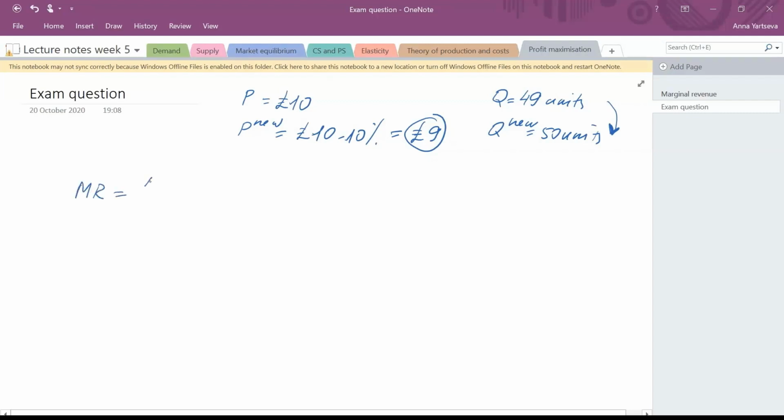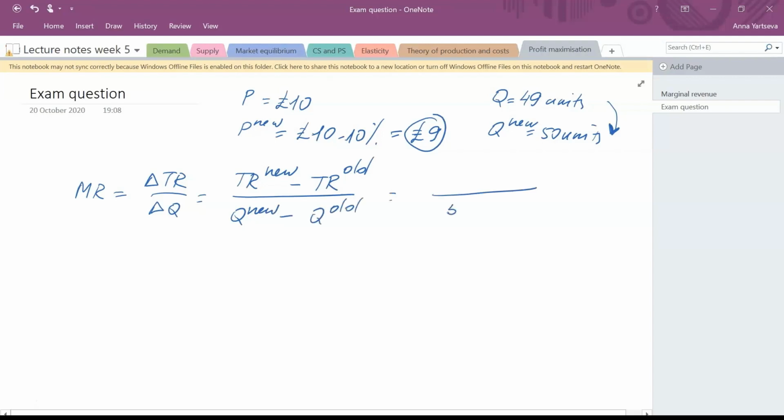Marginal revenue shows change in total revenue due to change in quantity. What is change in revenue? This is our new revenue minus original or old previous revenue. What is change in quantity? It's our new quantity minus old quantity. New quantity is 50 units. Previous original quantity was 49 units. In other words, change in quantity is going to be 1 unit.